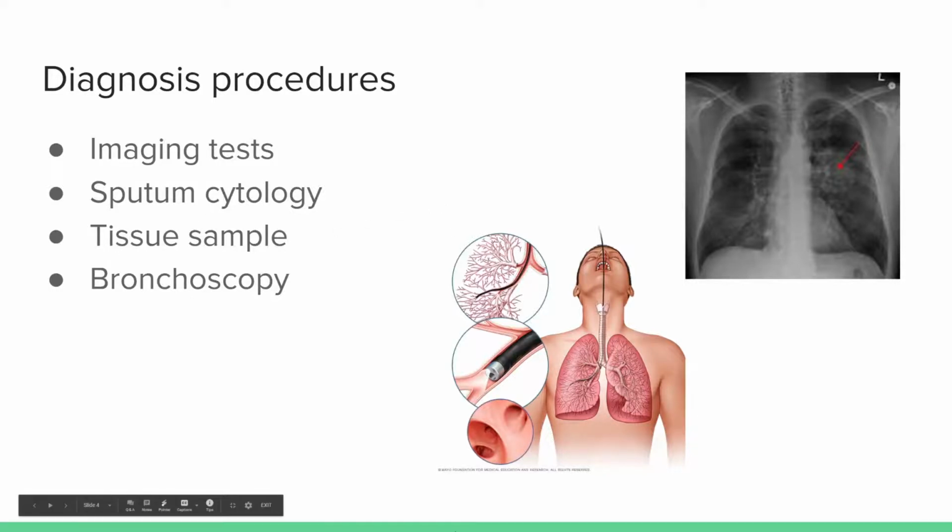Another method is using sputum cytology, which is basically analyzing coughed up mucus and searching under a microscope for cancer cells. Another way is to take tissue samples with a biopsy and analyze that. A method of biopsy to do that is a bronchoscopy, which is basically inserting a flexible tube through the nose or mouth, through the trachea into the lung, and getting a sample that way.